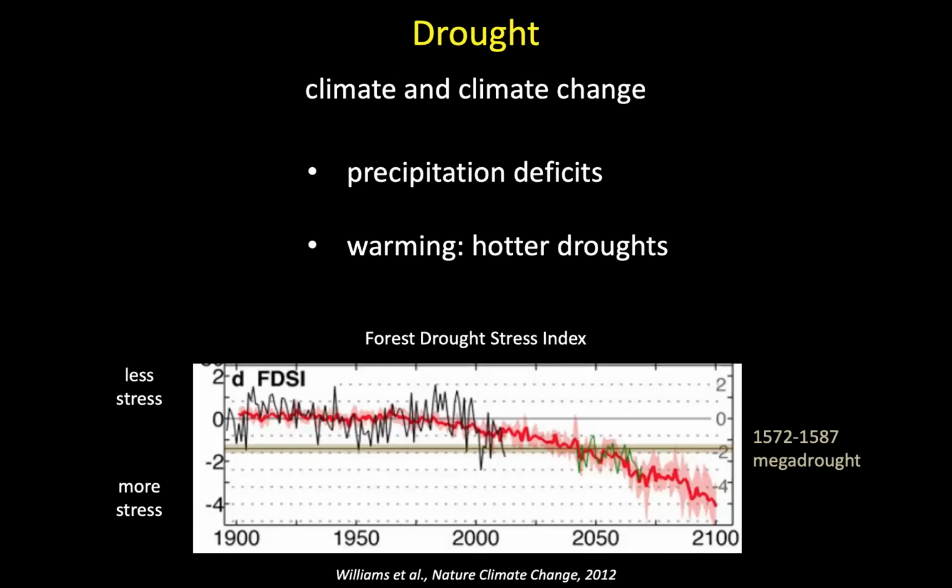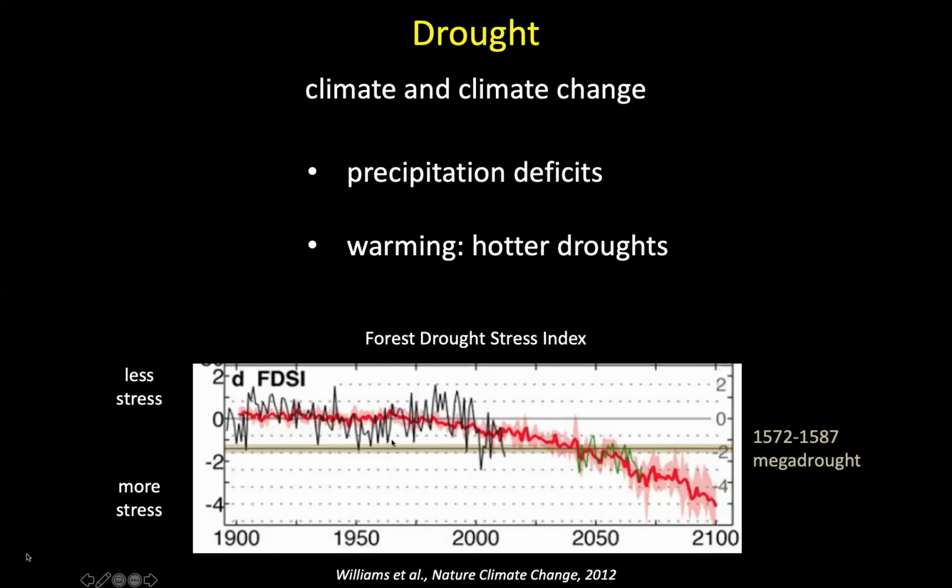Climate change in the future, obviously, we expect to affect drought through both precipitation deficits, which I'll get into later, and the fact that warming leads to hotter droughts, which have more impacts on ecosystems. That's represented by this figure at the bottom, which is a time series of something called the Forest Drought Stress Index, developed for the Southwest based on tree rings. When the FDSI has positive values, it's an indicator of less stress given precipitation and temperature conditions. Negative values are more stress and lead to tree mortality.